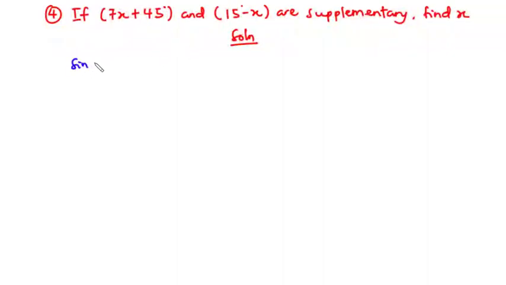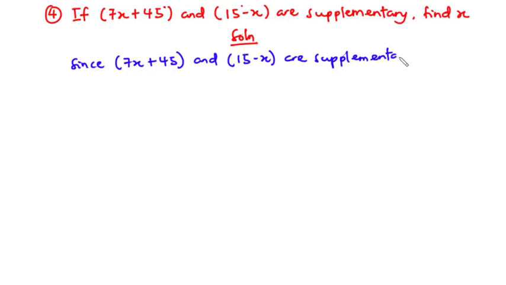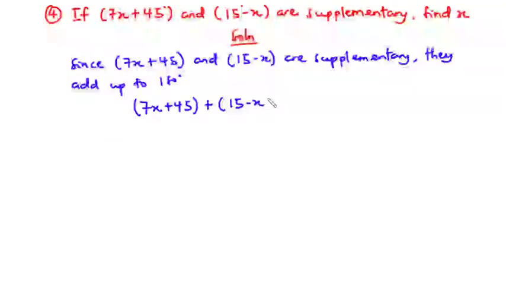So since 7x plus 45 and 15 minus x are supplementary, they add up to 180 degrees. Therefore, 7x plus 45 plus 15 minus x is equal to 180 degrees.